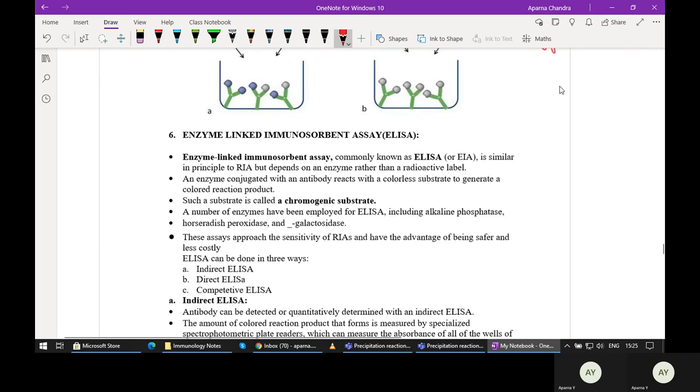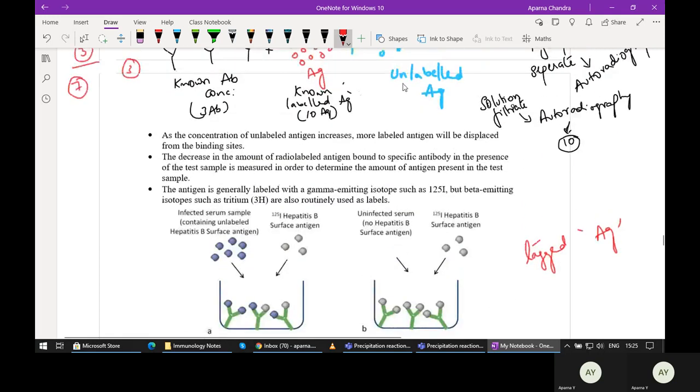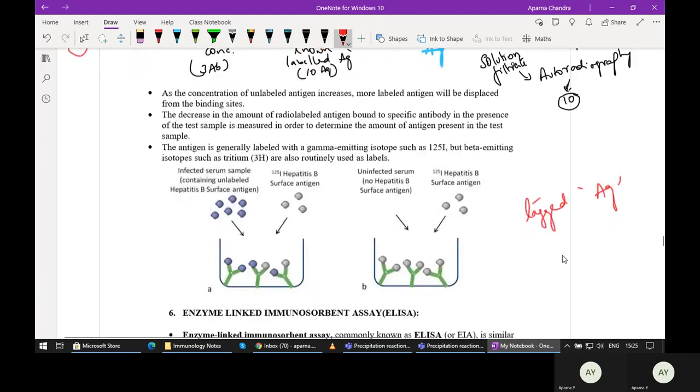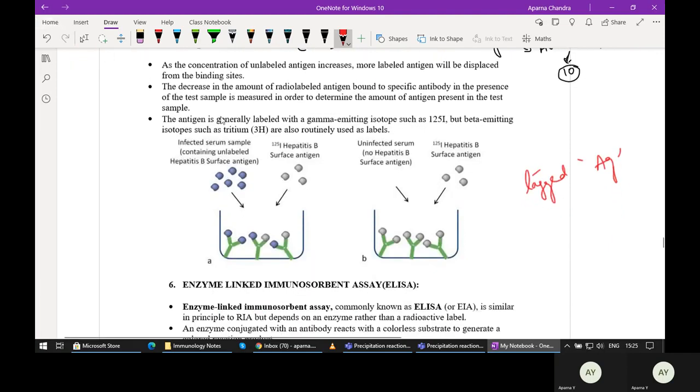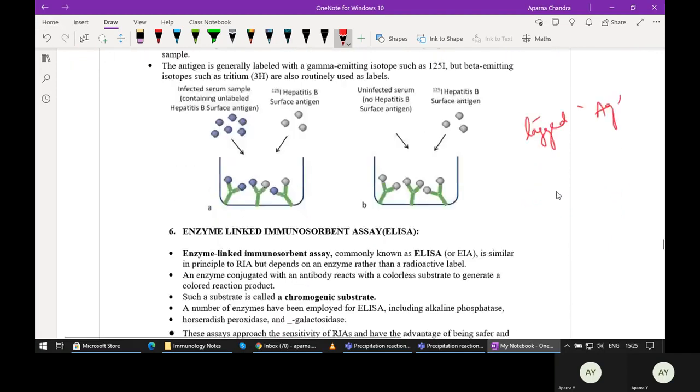So we have to know. Here we have used autoradiography, measured the scintillations that were there, counted them, and then predicted the known and unknown concentrations of the antigens.